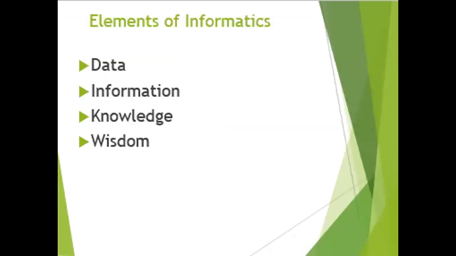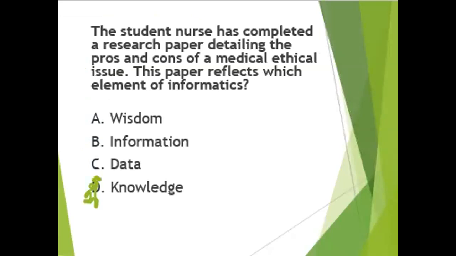So we have different elements of informatics. The first would be data, which is your unprocessed numbers, symbols, words, with no context behind it. We have information, which is our groupings and processed data. We have knowledge, which is meaningful information created by grouping and compiling of information. And we have wisdom, which is the appropriate use of our knowledge.